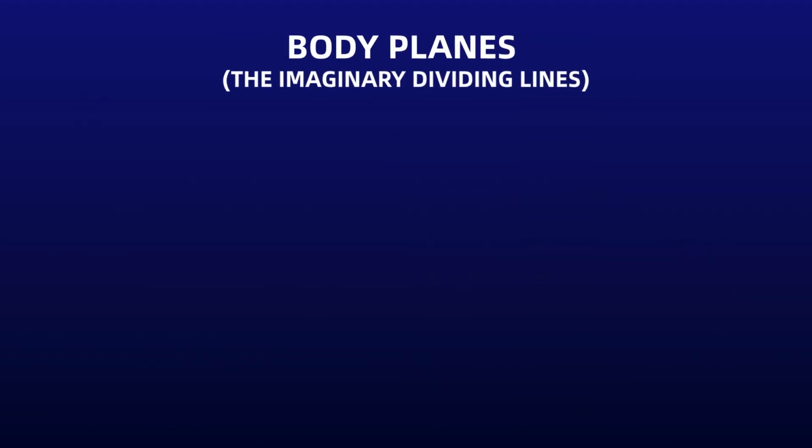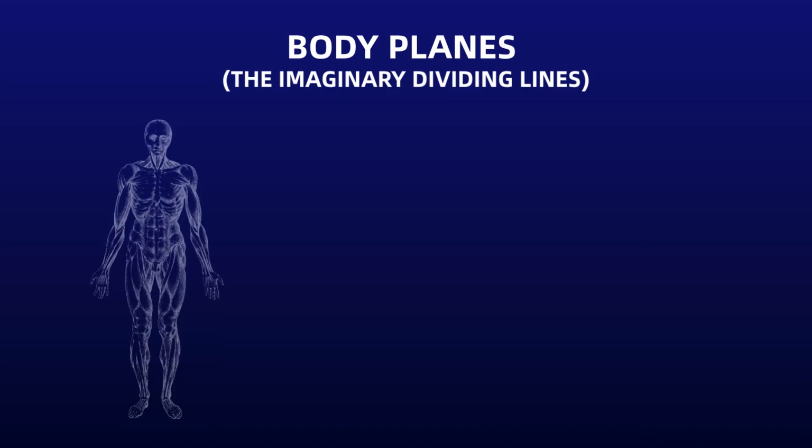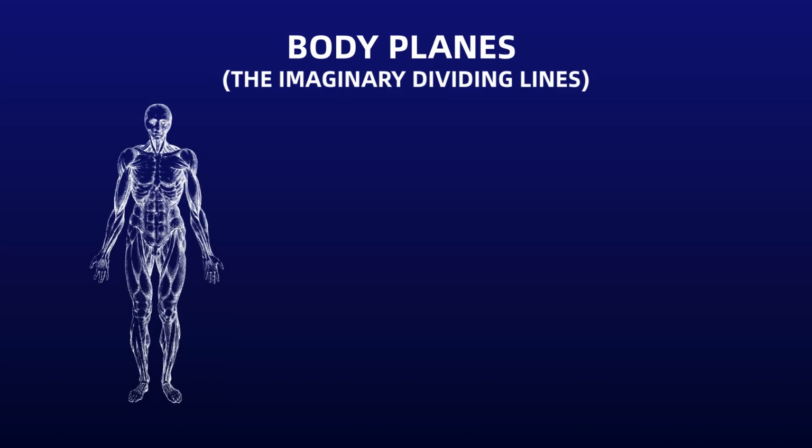Now let's talk about body planes, the imaginary dividing lines. Now that we know the body's standard reference position, let's imagine dividing it into different sections. Why? Because when we talk about anatomy, we often need to describe where something is. For example, is it in the front or back, upper or lower, left or right? To make that easy, we imagine flat, invisible surfaces passing through the body.